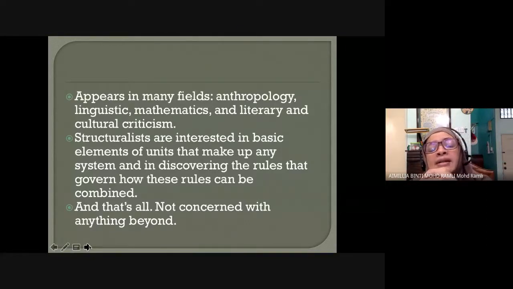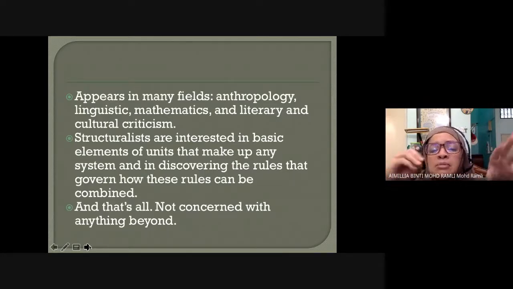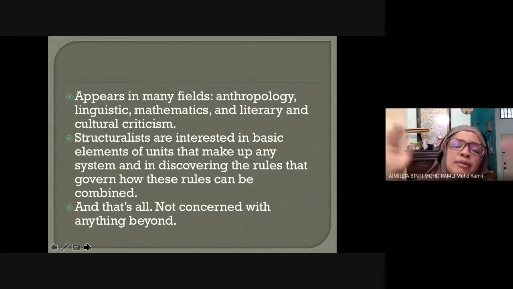So structuralists are interested in basic elements or units that make up any system, and in discovering the rules that govern how these elements can be combined. Okay, so structuralists are looking at the basic elements of units, the smaller elements, and then discovering the rules that govern these smaller elements so that they can be organized. And that's it.